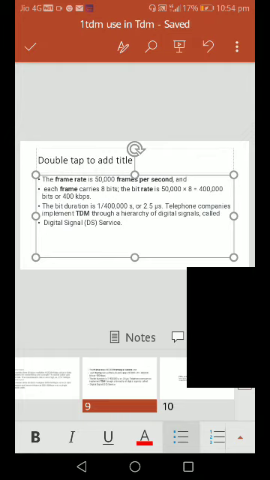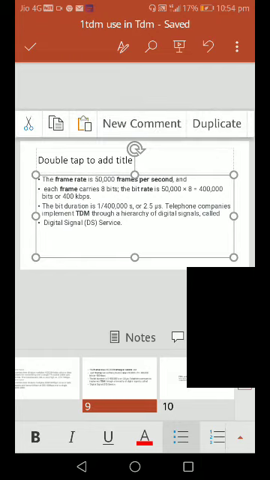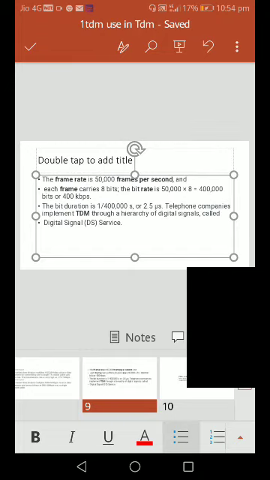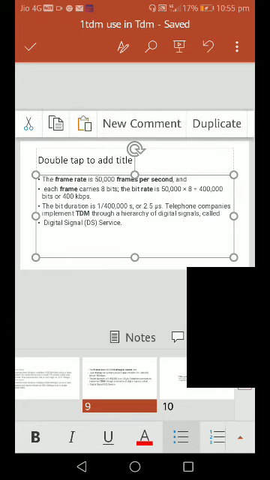The telephone companies have implemented time division multiplexing through a hierarchical structure of digital signals called digital signal services. And then we have to take 50,000 frames to transmit per second. How much time does it take to transmit and receive the signal? That signal takes 2.5 microseconds.